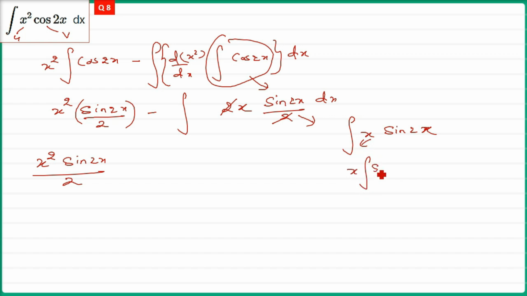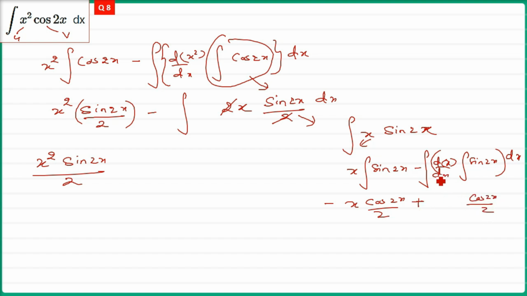x comes in front, sin 2x here, minus integration of what? d by dx of x, and the integration of sin 2x again. And once integration of sin 2x has been done, multiplied by d by dx of x, that has to be integrated. What is the integration of sin 2x? It's minus cos 2x divided by 2, because minus cos 2x is the integration of sin 2x, but 2 has to be divided because it is the differentiation of 2x.